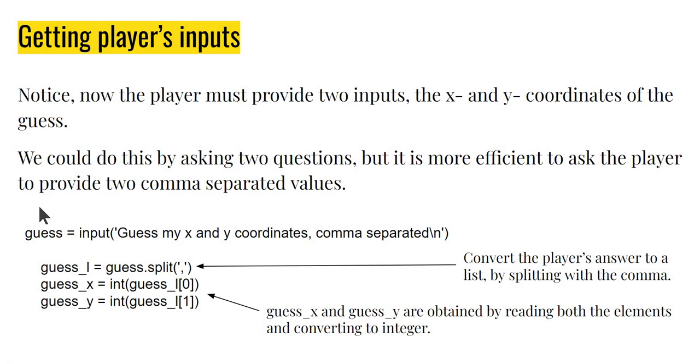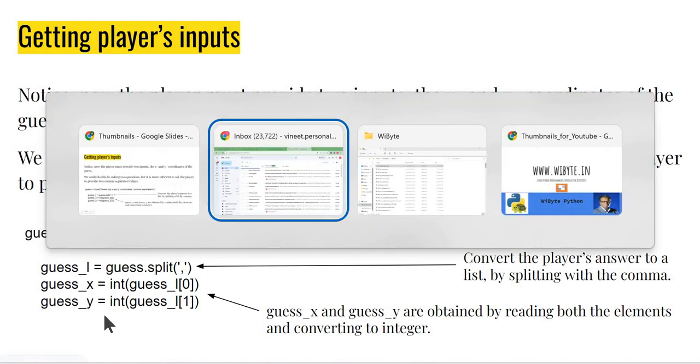What we will do is take the input and split it into a list. Remember, this input is going to be, let's say, 20 comma 50. So we're going to split this into a list, that will be 20, 50, and we will extract the x and y guesses from there. Let's see this working, because this is interesting.